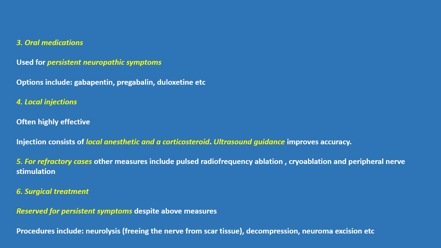Ultrasound guidance improves accuracy. For refractory cases, other measures include pulse radiofrequency, cryoablation, and peripheral nerve stimulation. And finally, surgical treatment, which is reserved for persistent symptoms despite the above measures. Procedures include neurolysis, decompression, and neuroma excision, etc.